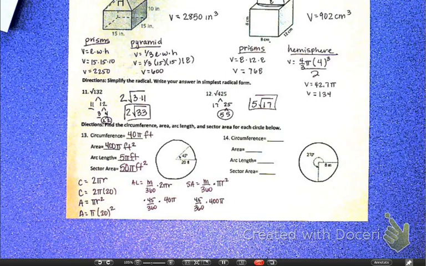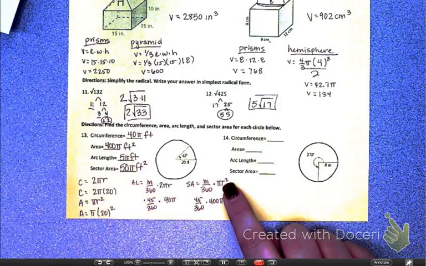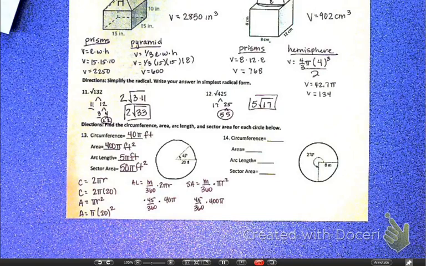Yes, Ezzy. I got 400 from the area up here because it's pi r squared. So r squared is 20 times 20, which is 400. Are you okay with that? Okay. All right, last one.